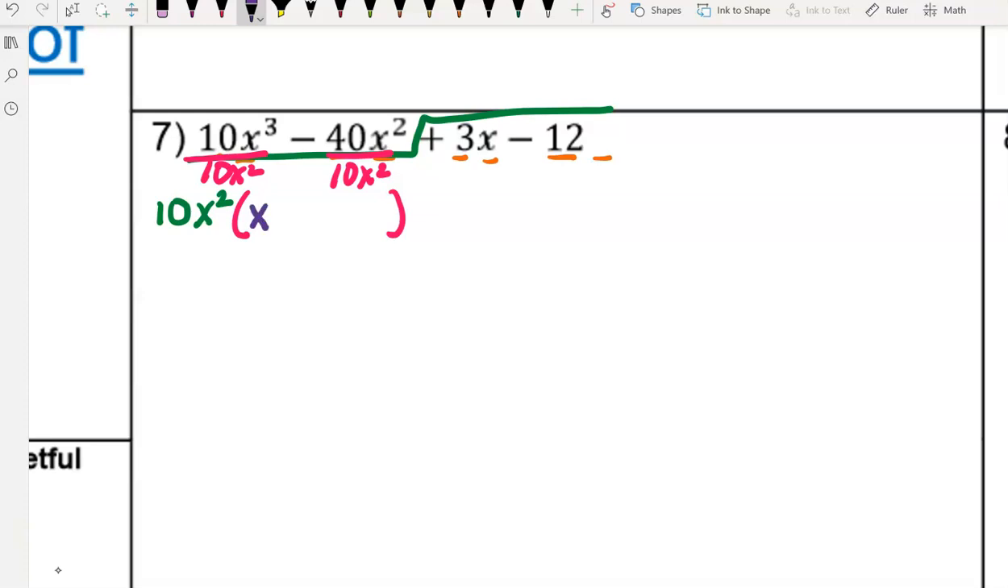Minus 40x squared divided by 10x squared, that's going to be a minus 4x, okay? The next 2 terms, we know that we have a 3 in common, so drop the plus sign down. So factor out a 3. Then go in and divide each of those things by positive 3. 3x divided by 3 is just 1x or just x. Negative 12 divided by 3 is now negative 4.